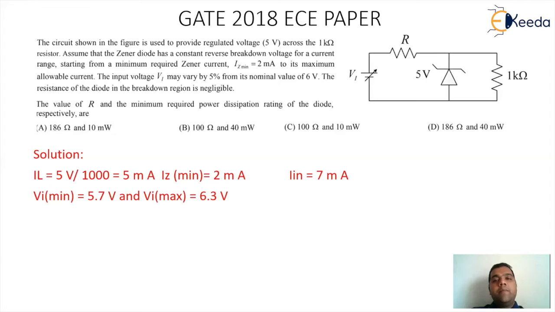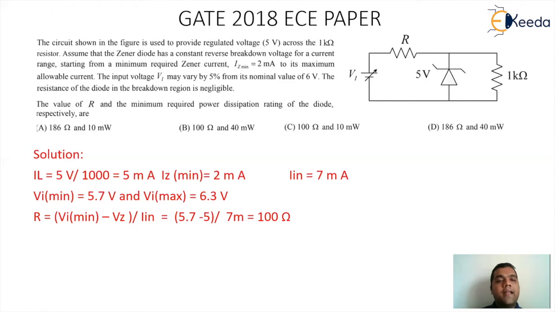So the input minimum value is 6 volt minus 5% of 6 volt. That will be 5.7 volt. And the maximum value of the input will be 6 volt plus 5% of the value, that will be 6.3 volt. So here what we need to understand is that the input voltage is going to change from a lower limit to an upper limit, and there is a 5% variation, and that's the reason we got a variation value. So the Vi minimum value will be 5.7 and the Vi maximum value will be 6.3.